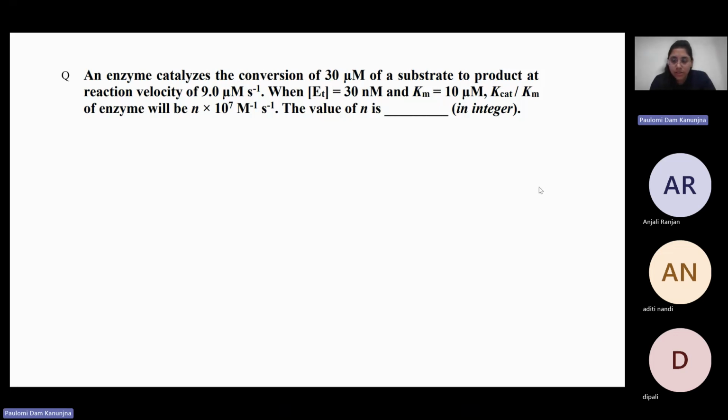Yes, you can unmute or you can type your questions. I am on the screen, so I can look into the doubt. Or you can also unmute yourself and ask if you have any doubt. Dipali, do you have a question? Your hand is raised.